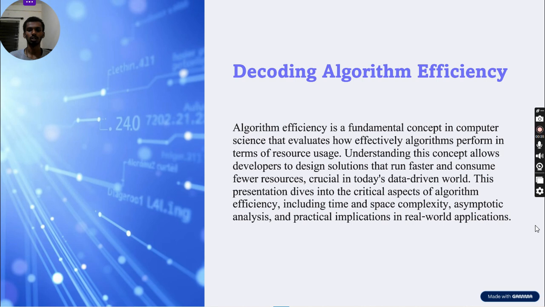Let's see the introduction. Decoding Algorithm Efficiency. Algorithm efficiency is a fundamental concept in computer science that evaluates how effectively algorithms perform in terms of resource usage. Understanding this concept allows developers to design solutions that run faster and consume fewer resources, crucial in today's data-driven world. This presentation dives into the critical aspects of algorithm efficiency, including time and space complexity, asymptotic analysis, and practical implications in real-world applications.